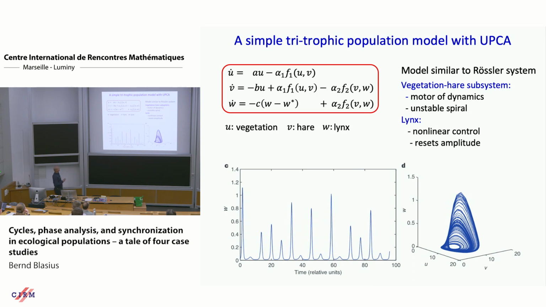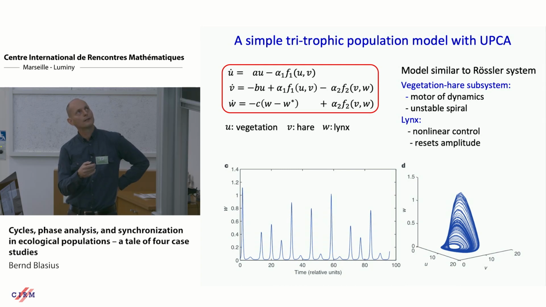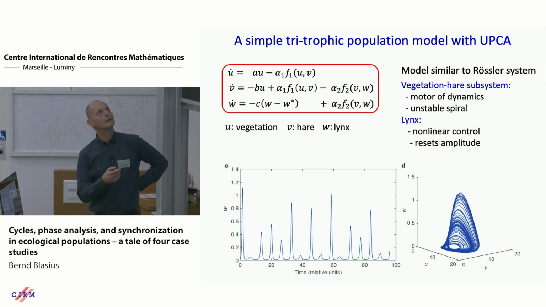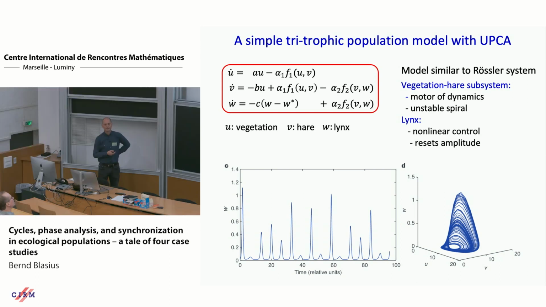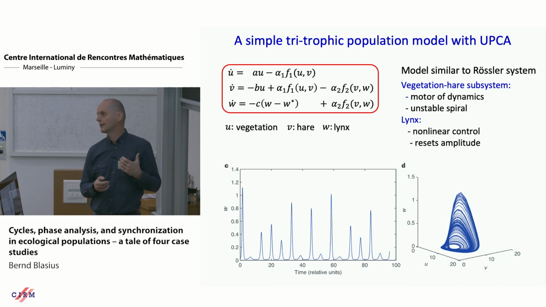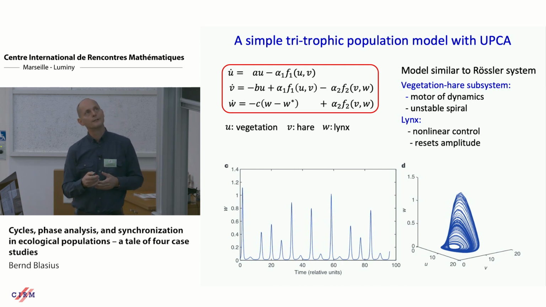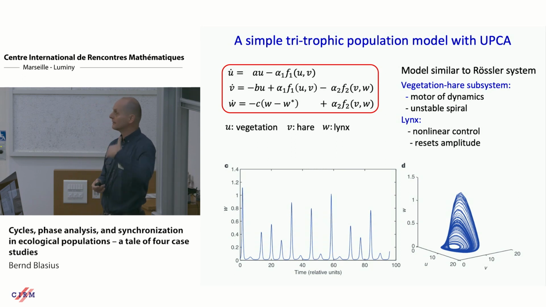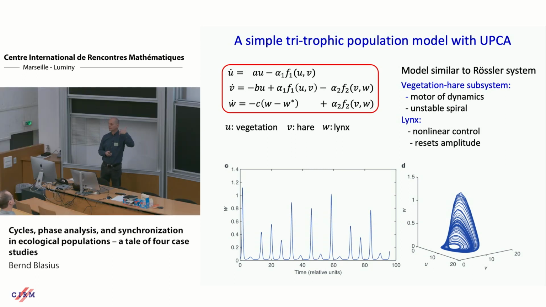And basically this model here, I mean, it's a simple trophic interaction, we don't even have here a carrying capacity in the vegetation. And so the mechanism of this chaotic attractor is similar to the Rössler system, if you know it. It was known from the literature that the motor of the dynamics is actually the vegetation-hare subsystem. This makes a predator-prey cycle. That's the motor of the system, and this gives the 10 years.